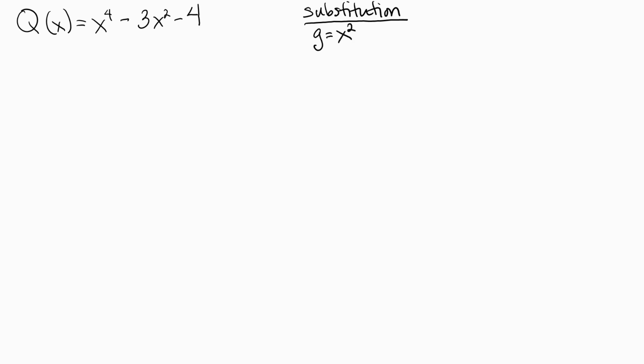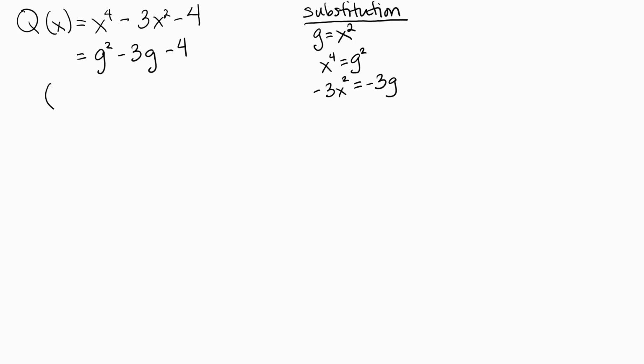And then let's plug in all of them to confirm. Our function says x to the fourth, so that's going to be g squared. We also have a negative 3x squared, so that's going to become negative 3g. And now we're going to plug our values back in. So g squared minus 3g minus 4. This is going to be a lot easier for us to factor because it is a quadratic and we are way more familiar with that.